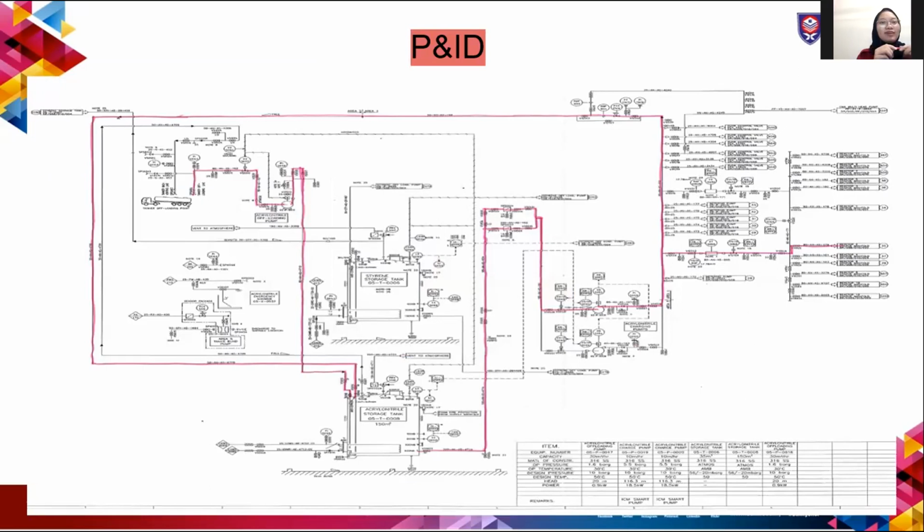For the flow of the offloading and storage, starting from the tanker, we will pump to the acrylonitrile storage tank. Then we will pump directly to the reactor for the plant. And another line will be used to recycle acrylonitrile back to the acrylonitrile storage tank.